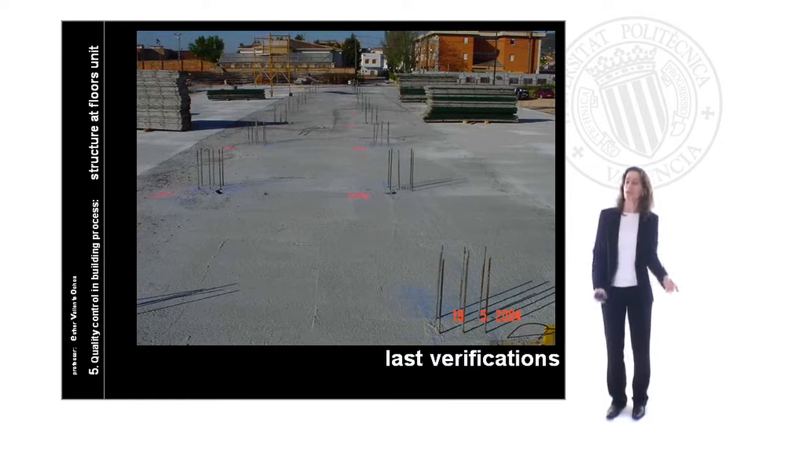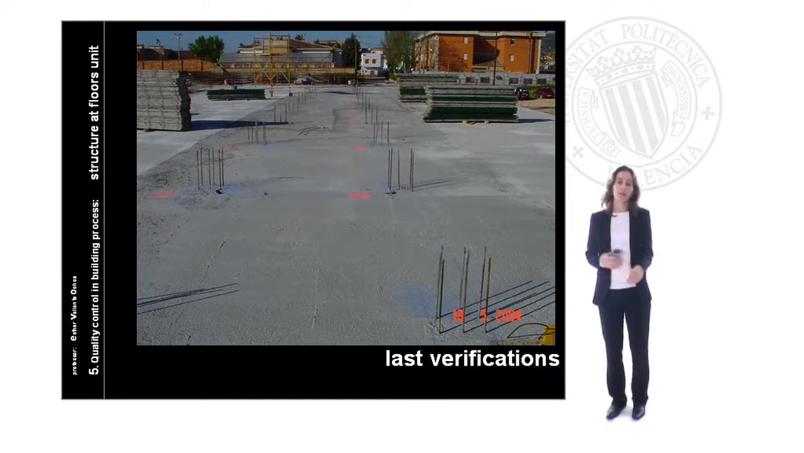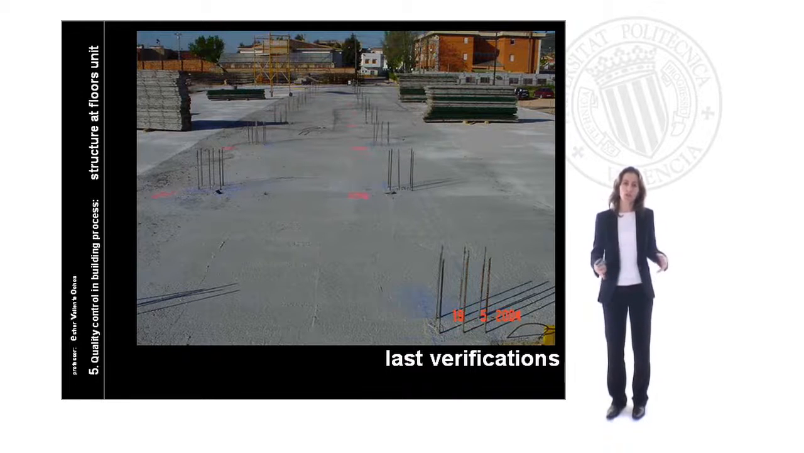Last verifications mean making a last review of our structure in order to be sure our structure is finished, our floor is completely well done, well concreted, and the surface is straight and ready to continue with the next unit.